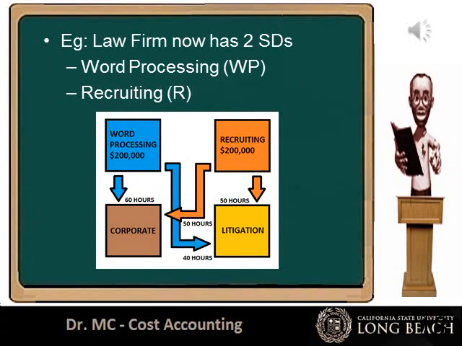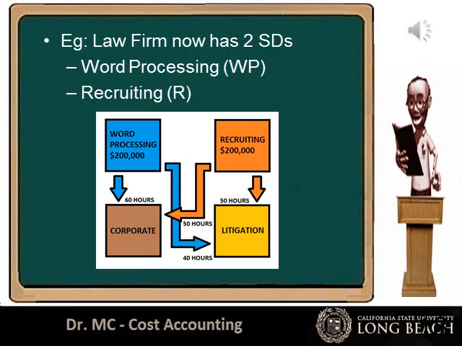Assume that our law firm has two support departments, the word processing department and the recruiting department. Assume that it costs $200,000 to run the word processing department and another $200,000 to run the recruiting department. Also assume that the word processing department spends 60 hours working for the corporate department and 40 hours working for the litigation department. In addition, assume that the recruiting department spends 50 hours working for the corporate department and another 50 hours working for the litigation department. This isn't a difficult situation.